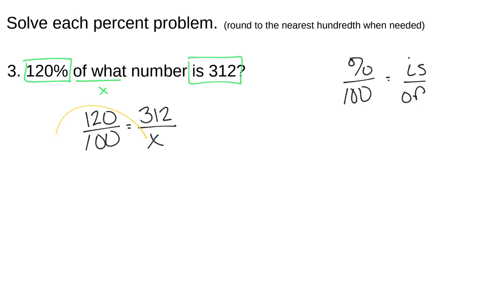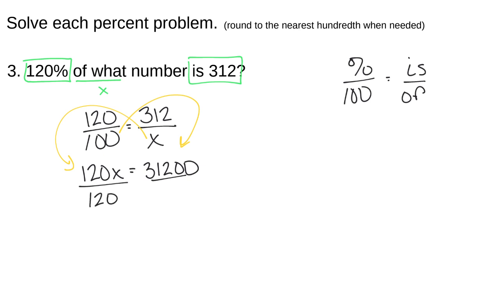Let's cross multiply. 120 times X is 120X. And then 100 times 312 would be 31,200. Then we're going to solve by dividing by 120. And you should be getting X equals 260.